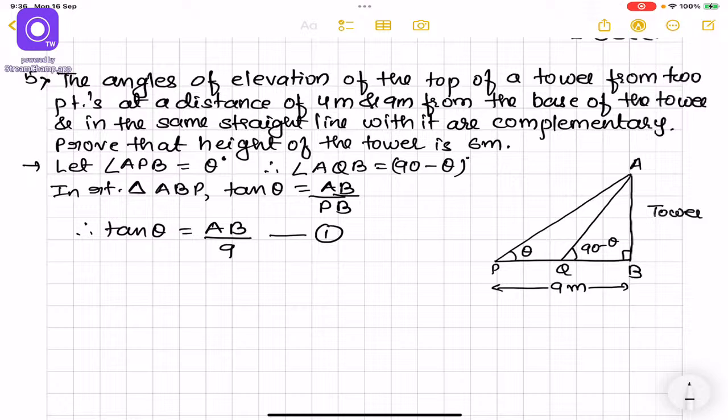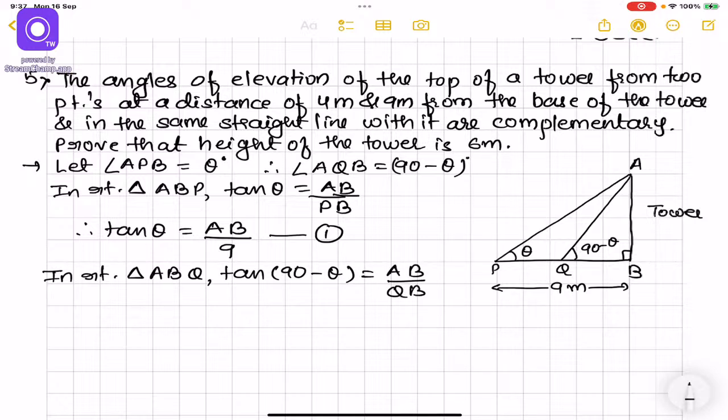So 1. In right triangle ABQ, tan 90 minus theta equal to AB upon QB. So cot theta will be AB by 4. See, tan 90 minus theta is cot theta. So I have directly written it as cot theta. So now this is 2. So now I am multiplying 1 with 2.